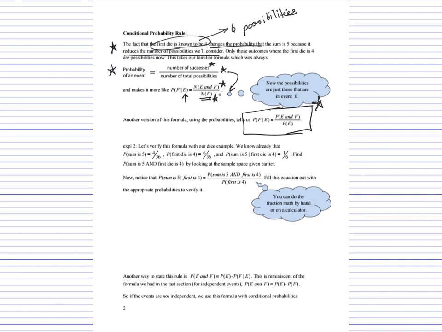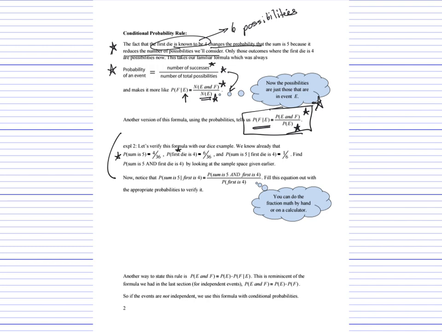It tells me that the probability of F given E has already occurred is equal to the probability that they both occur divided by the probability that E occurs alone. So let's verify this formula with number 2. We already know the probability that the sum is 5 is 4 out of 36. We found that on the last page.